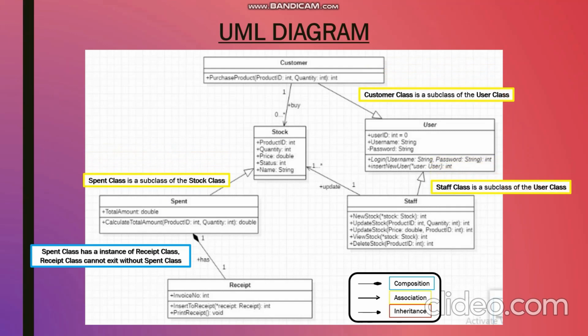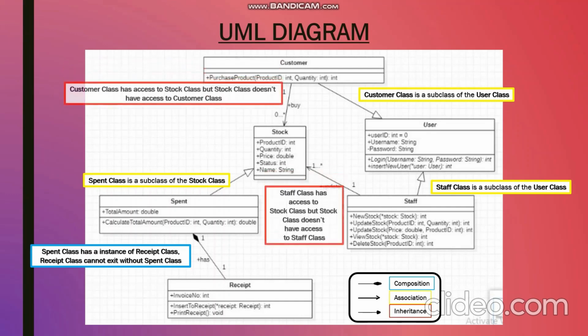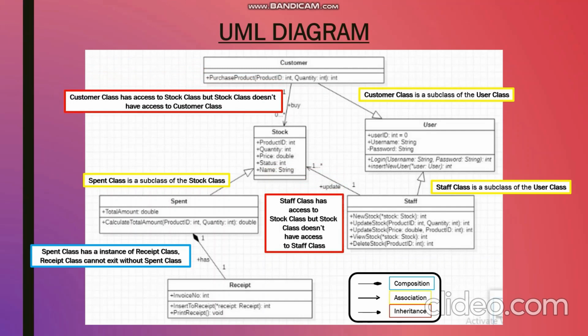The second arrow, which is the association arrow: customer class is a subclass of the user class. Staff class is a subclass of the user class. Spend class is a subclass of the stock class. And the last one is inheritance. There are 2 inheritance arrows.